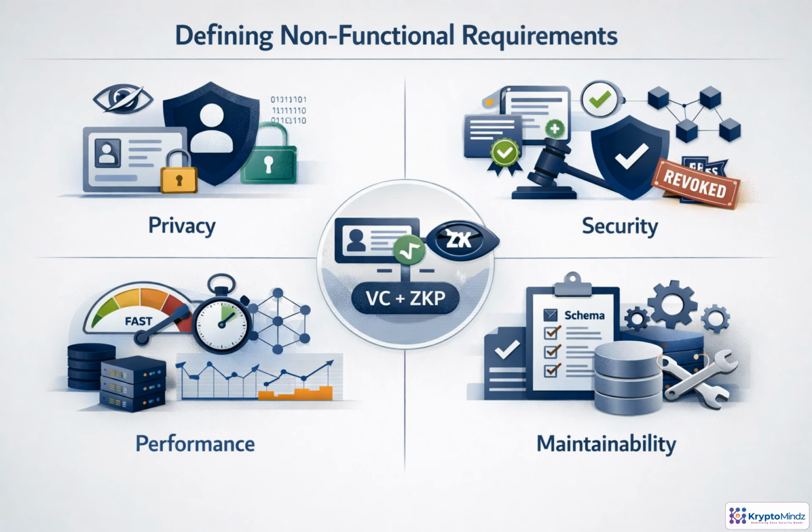Functional requirements define what the system does. Non-functional requirements define whether it can be trusted in real use. For VC and ZKP solutions, that includes privacy through minimal disclosure, security through checks for signatures, revocation, proof integrity and replay risk, performance that keeps proof steps fast enough for the user journey, and maintainability through documented schemas, policies, and assumptions. Treat each one as measurable. Define the target, how you will test it, and the risk if it fails.